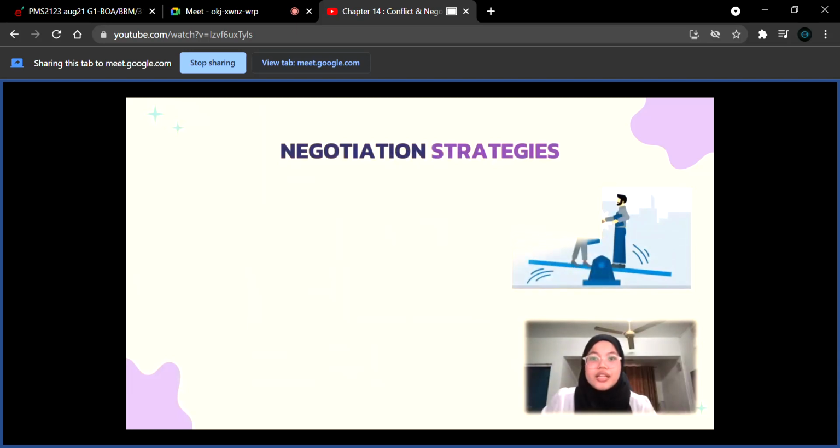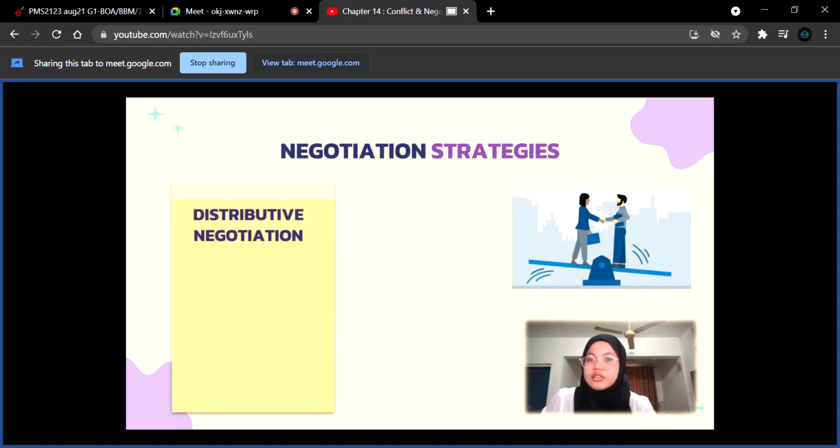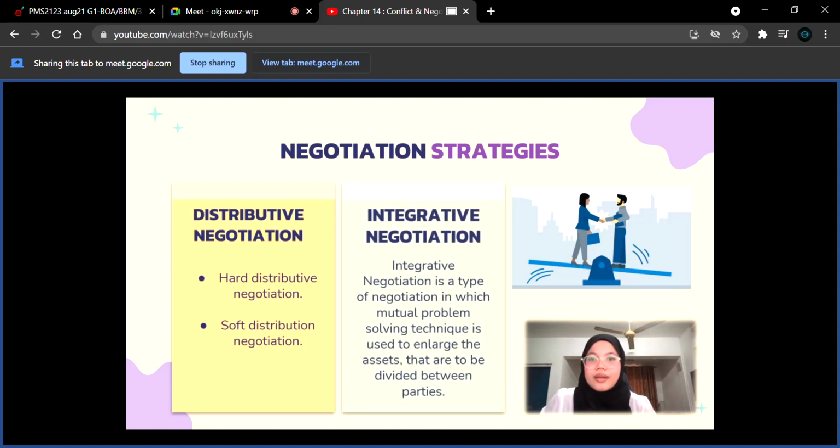Negotiation strategy. Negotiation has two strategies, which are distributive negotiation and integrative negotiation. Distributive negotiation has two types, which are hard distributive negotiation and soft distributive negotiation. Hard distributive negotiation strategy leads to a win-lose situation. Soft distributive negotiation strategy is where one party tries to find ways to meet the other party's desire. Integrative negotiation is a type of negotiation in which mutual problem-solving techniques are used to analyze the assets that are to be divided between parties.